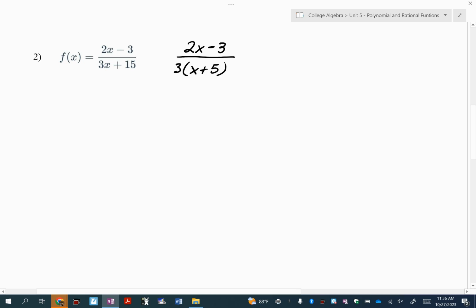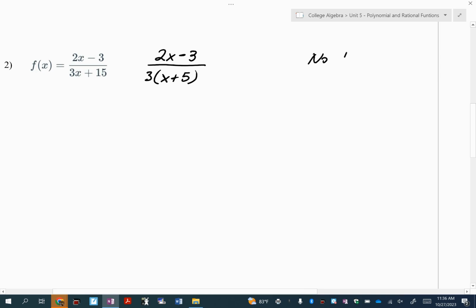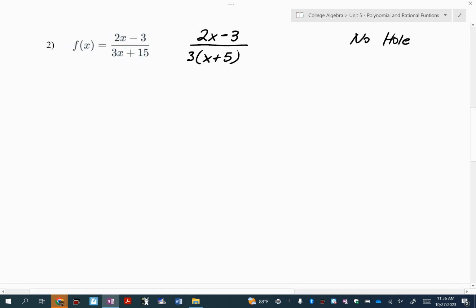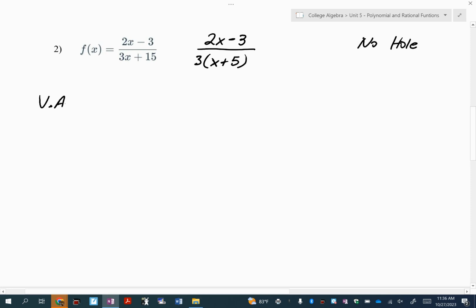Now, different than what we had in the first one, I'm not able to cross anything out, so this would tell me that I have no hole. Okay? So I'm going to go straight to my asymptotes.